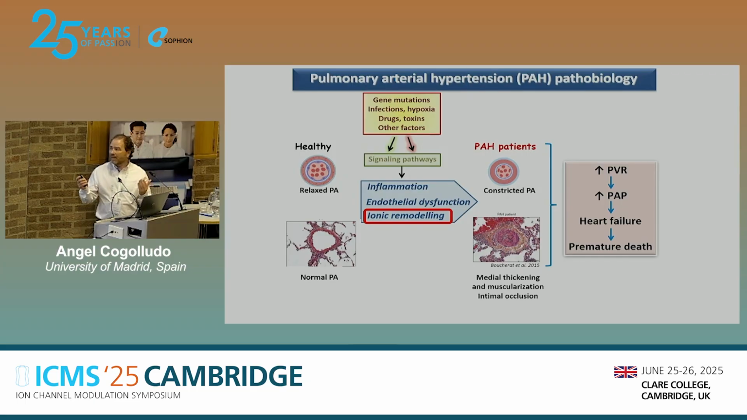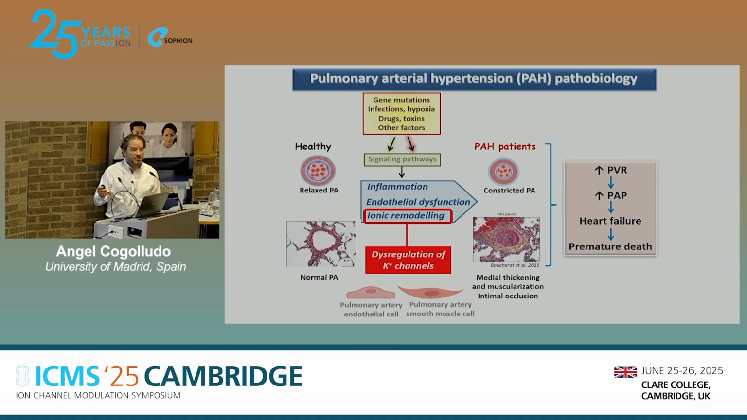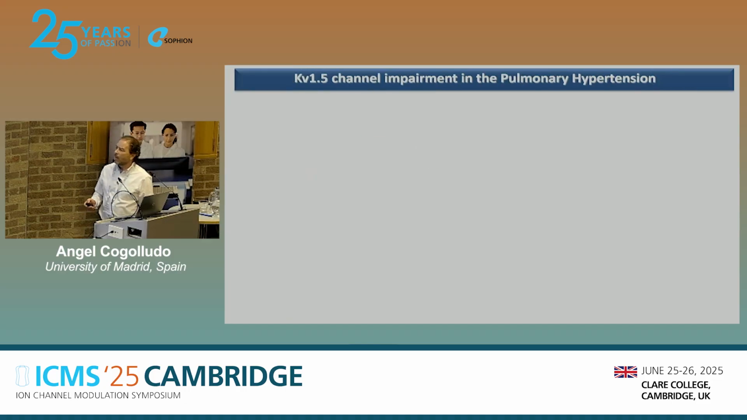So the pathophysiology of this disease is very complex. We know that the gene predisposition, together with many environmental factors, may exacerbate or inhibit a number of signaling pathways to promote some pathological processes, including inflammation, endothelial dysfunction, and ionic remodeling, which involves essentially dysregulation of potassium channels in different cells present in the pulmonary vasculature. Especially, we've been focusing on the pulmonary artery smooth muscle cells.